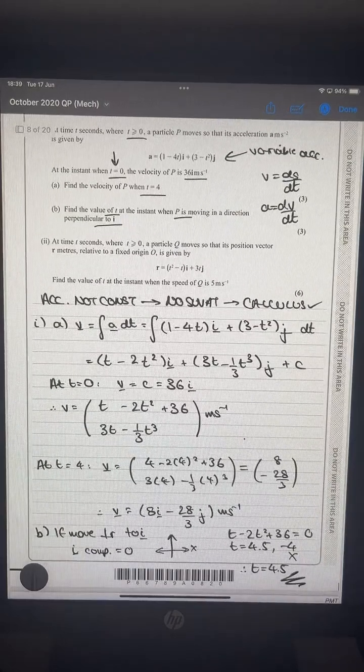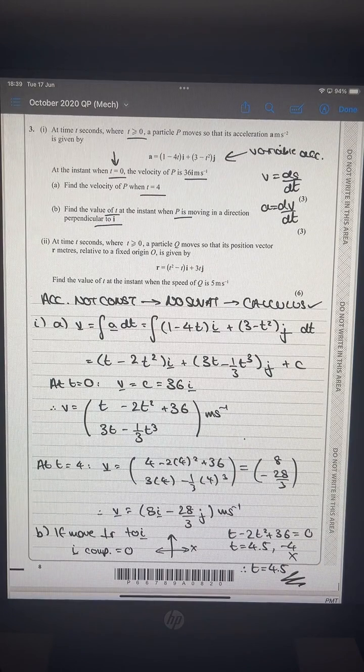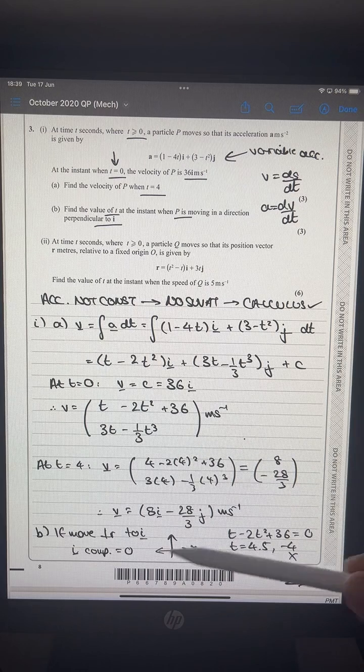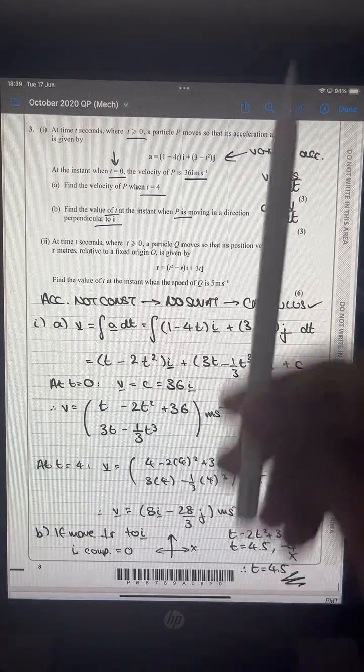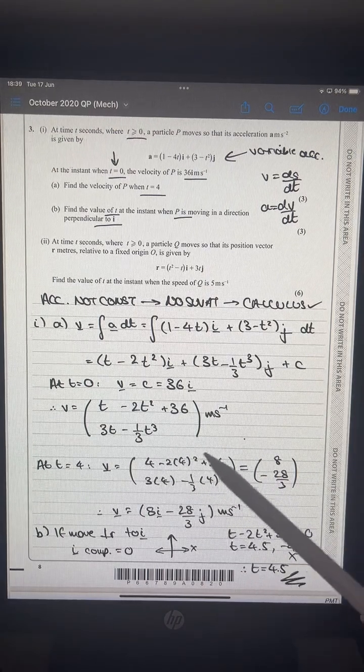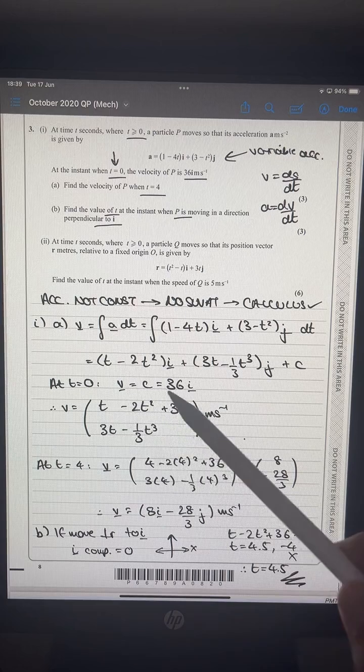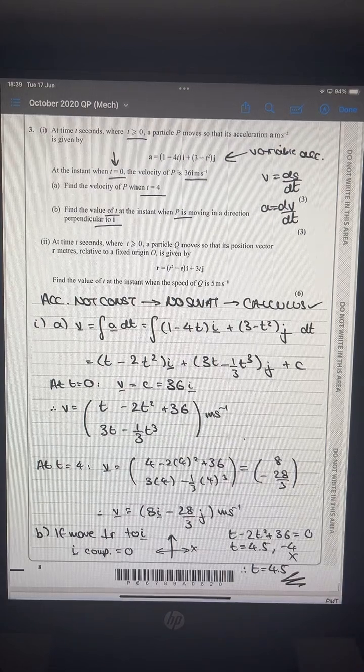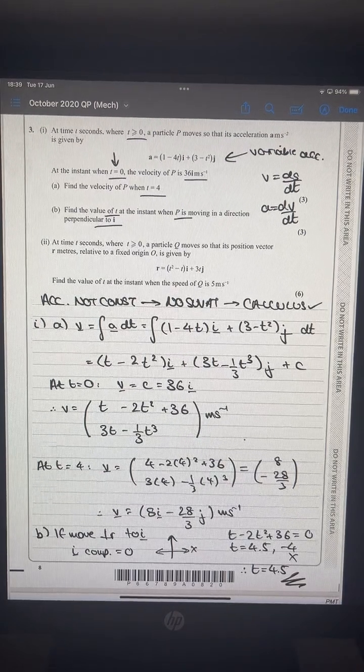That's a much nicer 3 marks, but you have to make sure you know what the question is asking you. So just think about it logically. If it's moving perpendicular to i, you have not got any movement in the i direction. There's no movement this way. It's just going up. So if there's no movement across, you know that the i velocity is going to be equal to 0. Set that equal to 0, solve for t. And that's all you have to do.